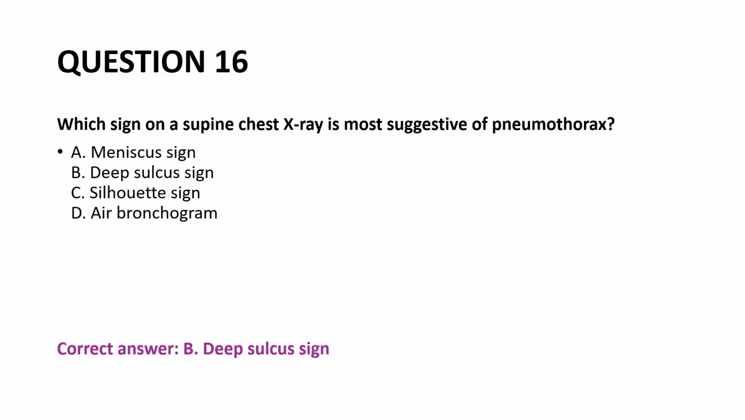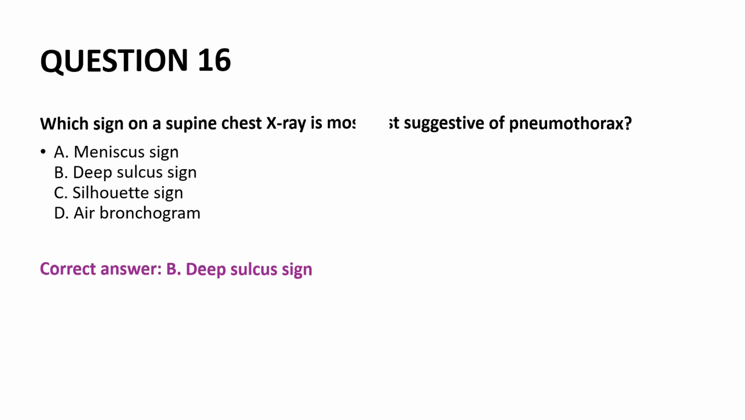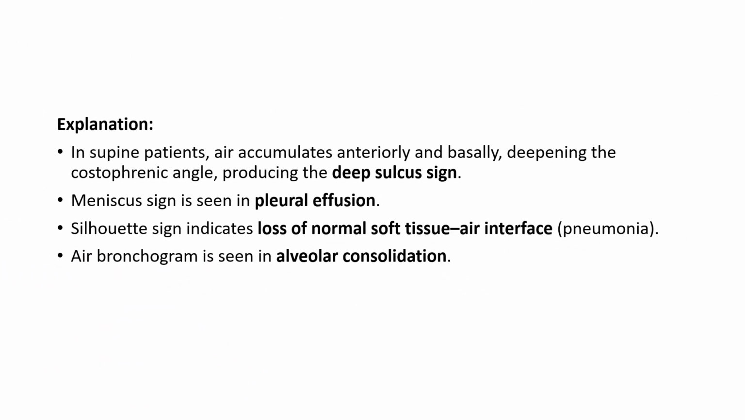The correct answer is deep sulcus sign. In a supine patient, air doesn't rise to the top. Instead, it collects anteriorly and basally, making the costophrenic angle appear abnormally deep and lucent. This is the deep sulcus sign, classic for pneumothorax on supine chest X-ray films.